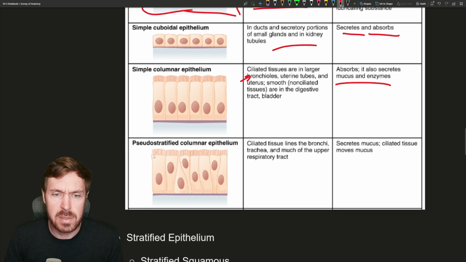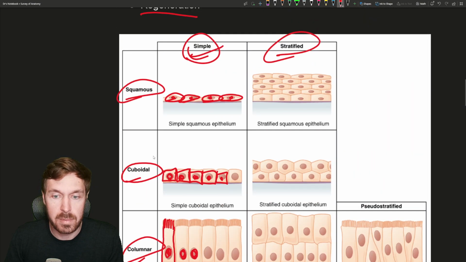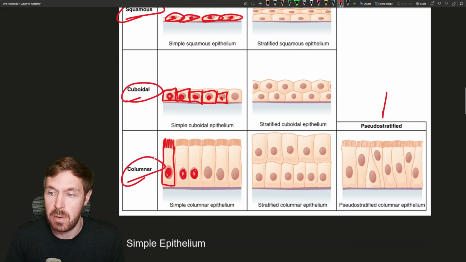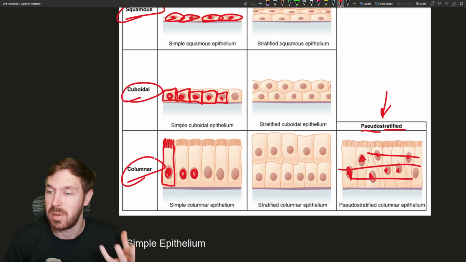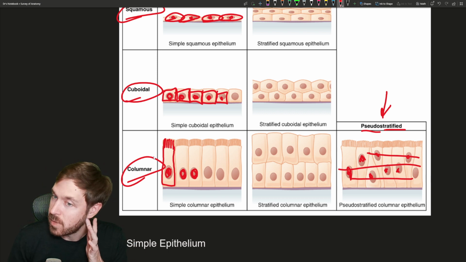And then here it says pseudo-stratified columnar. Was that one up here? Yeah. So pseudo-stratified. Pseudo means false, stratified means layer. So this one literally translates to false layers. And when you look at this in the microscope, these nuclei are all spread out. So it might make you think there's a layer here, and a layer here. It might make you think it's stratified. So it's called false layered.